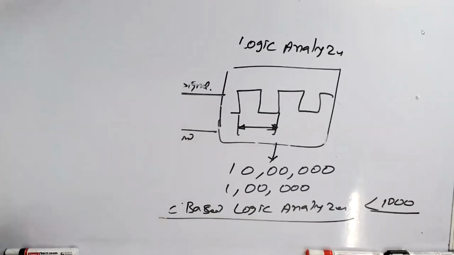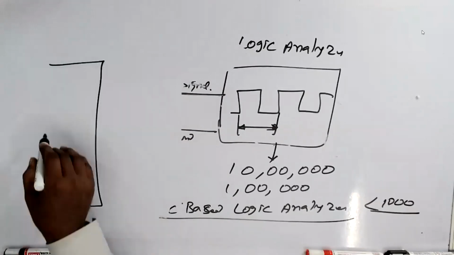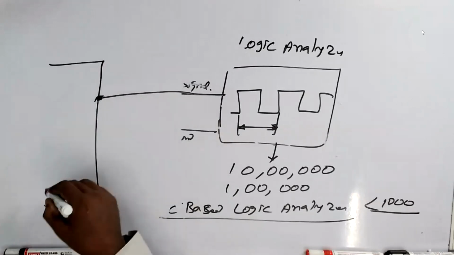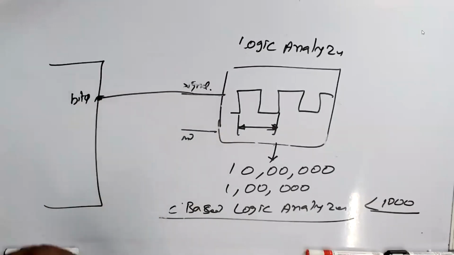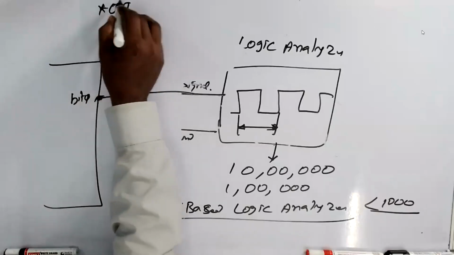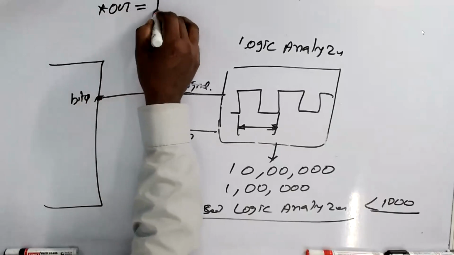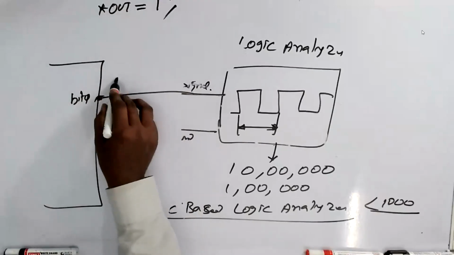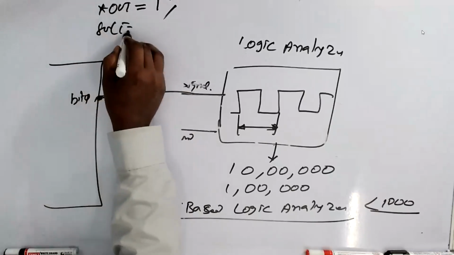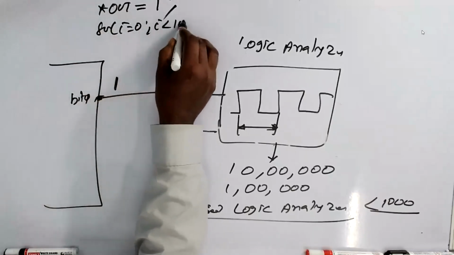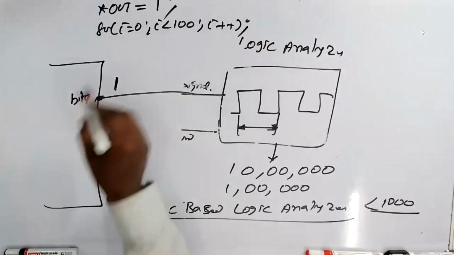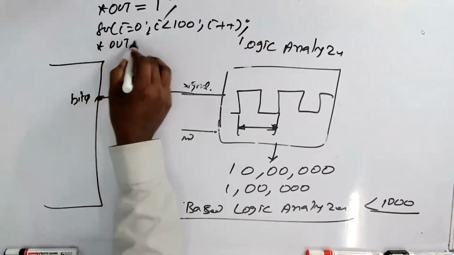The easy method is to connect a microcontroller pin to the logic analyzer. Assume this is bit 0. Now you say *out = 1. That means you make it on. Then you do for i = 0, i < 100, i++. Then there's a delay. Then you say *out = 0.